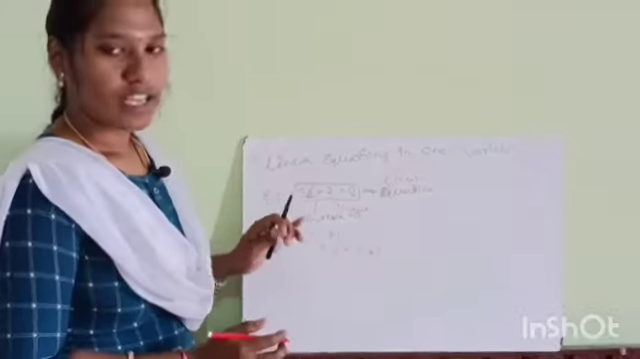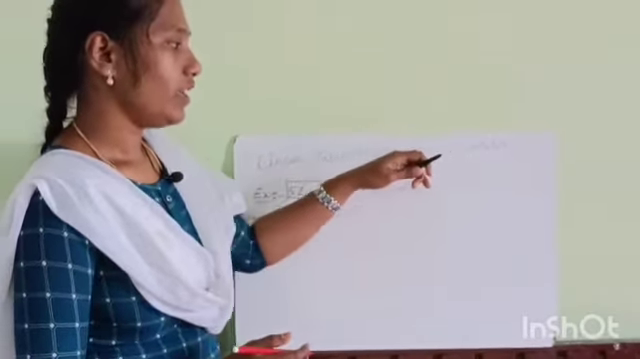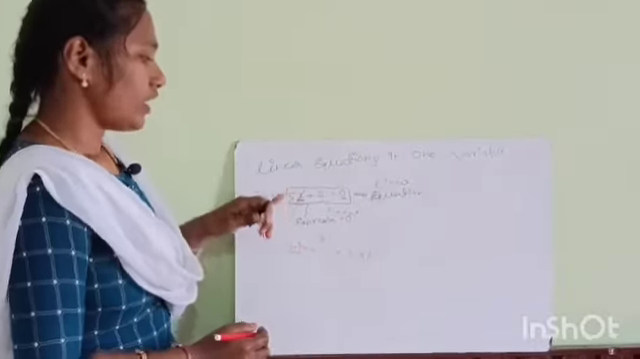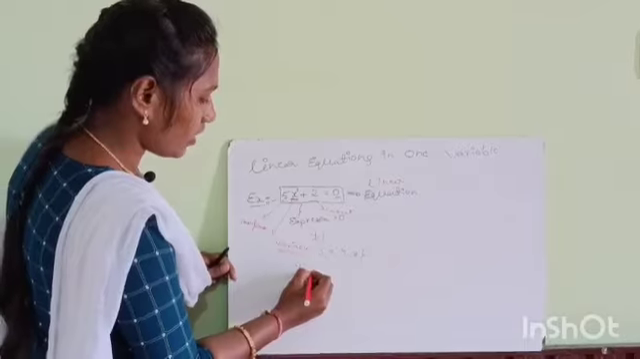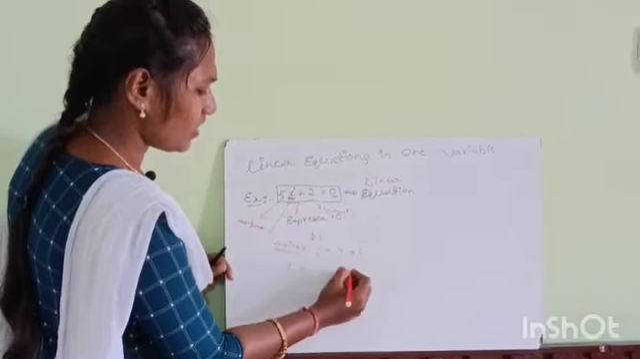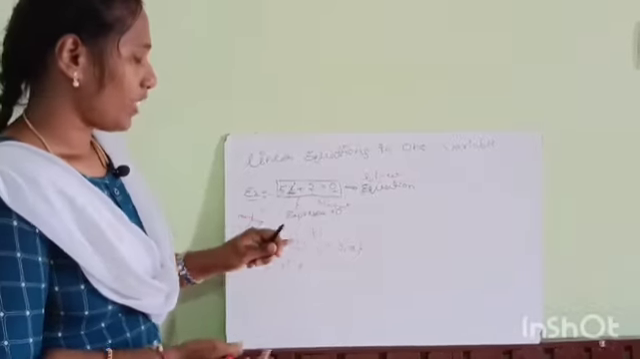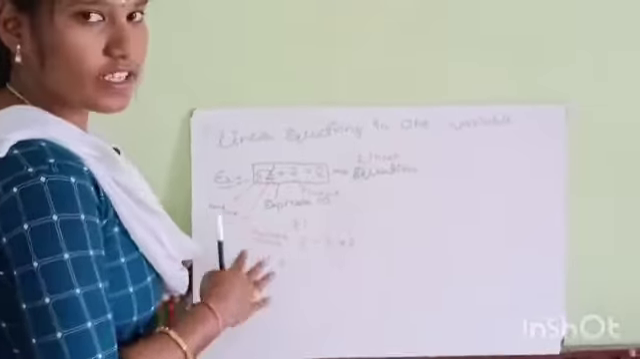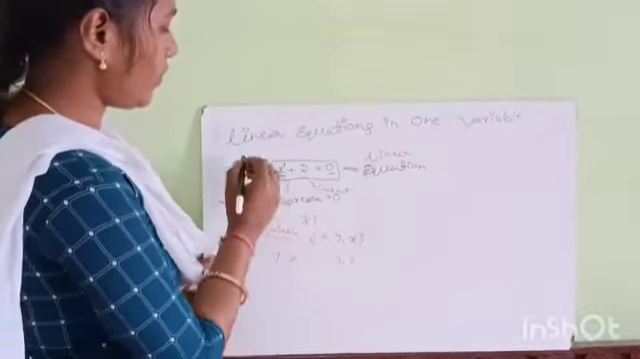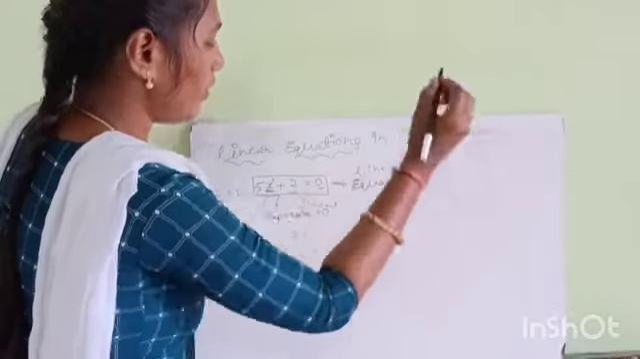So this is the total information about the linear equation in one variable. In x's place we can use y, z, s, t or any letter, because this is not fixed. Okay, next we can solve. So this is the total information about linear equations in one variable.